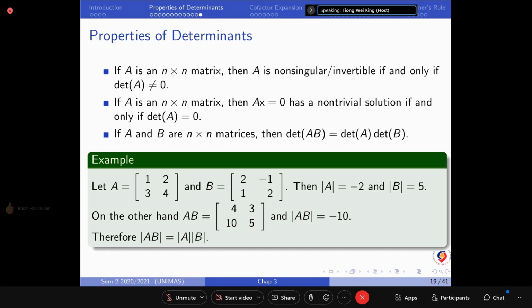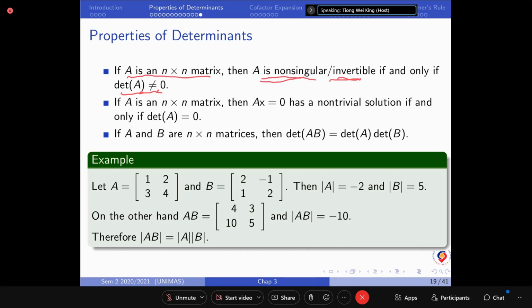So a few other properties of determinant. If A is a square matrix, then A is non-singular or invertible if and only if determinant is not equal to 0. Okay. If determinant is 0, then A is singular or non-invertible. I think this one I mentioned in chapter 1 already.